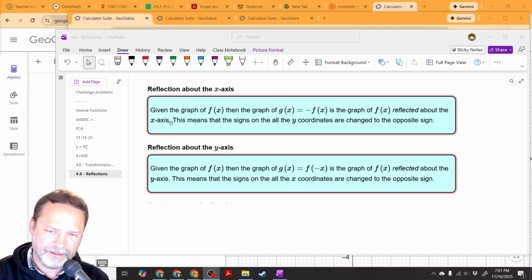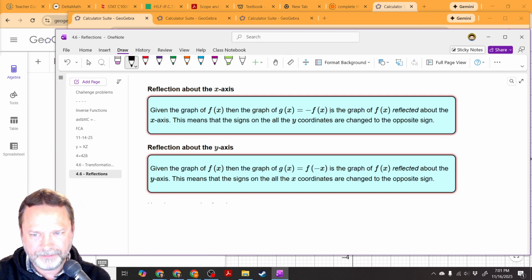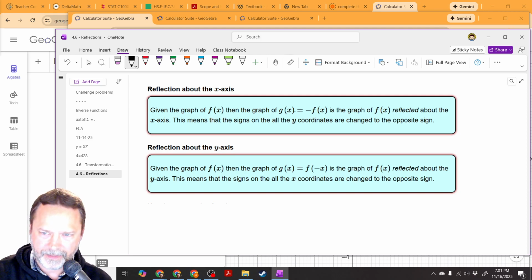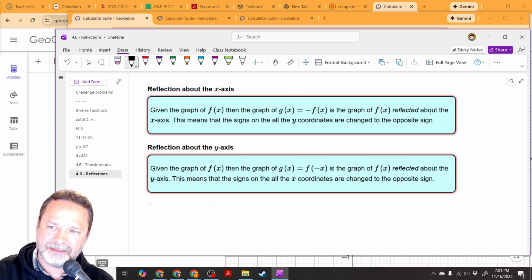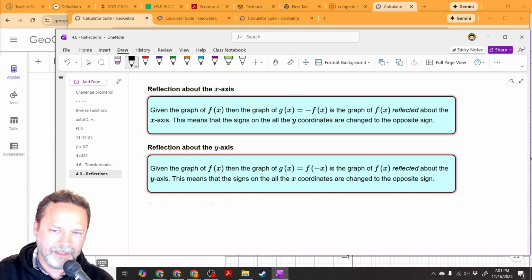So let's read these and then see if these make sense. I like to make sense of things. So given the graph of f of x, then the graph of g of x equals negative f of x. What if we start with f of x and put a negative out front of it? Then the graph of f of x is reflected about the x-axis. This means that the signs on the y-coordinates are changed to the opposite sign. That makes sense since f of x gives our function values, and now they're all going to be opposite of each other, so it's flipped. All our y values are flipped.